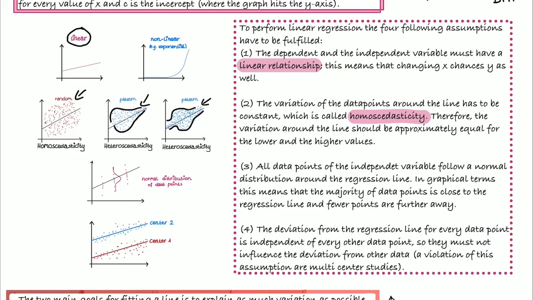The third assumption is that the data points follow approximately a normal distribution around the regression line. That means that the vast majority of data points is close to the regression line and that fewer data points are further away.